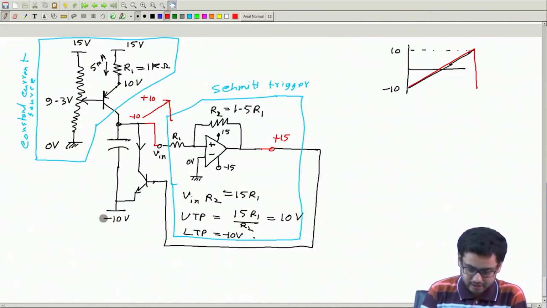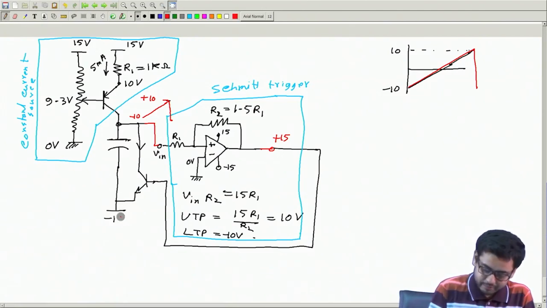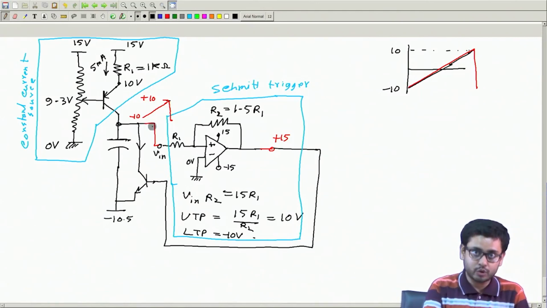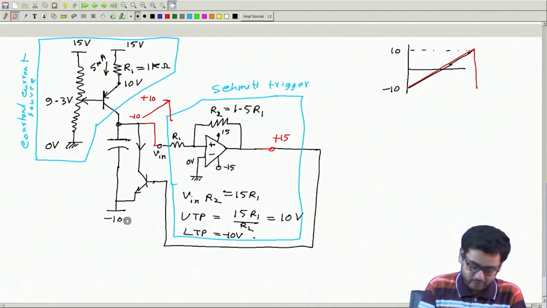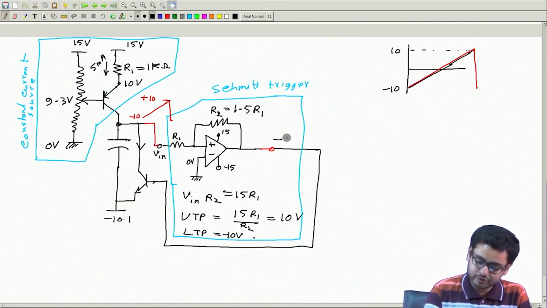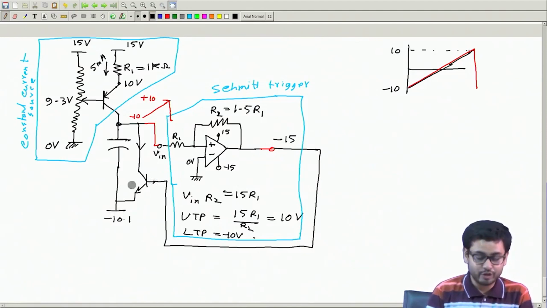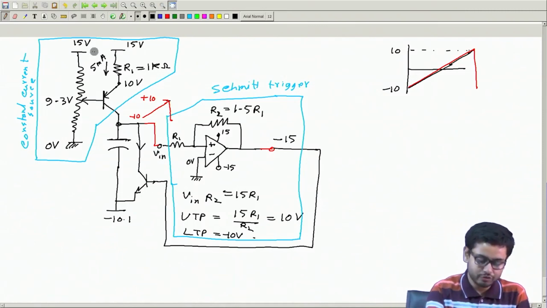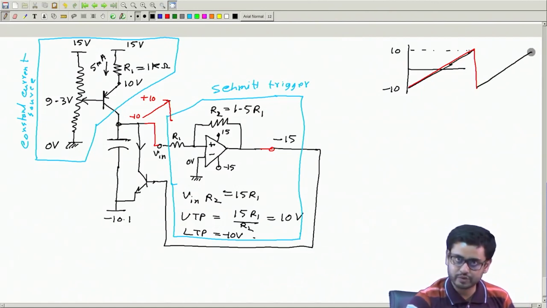Maybe then I keep a safety margin, I can keep it -10.5, so that it is allowed to come below 10. Even 10.1 or something is fine, so that it comes below 10, and the moment it comes below 10, this output will become negative, -15, and if this is -15, this is lower than the emitter, so this transistor will be off. Once this transistor is off, again this current comes here and the capacitor gets charged.